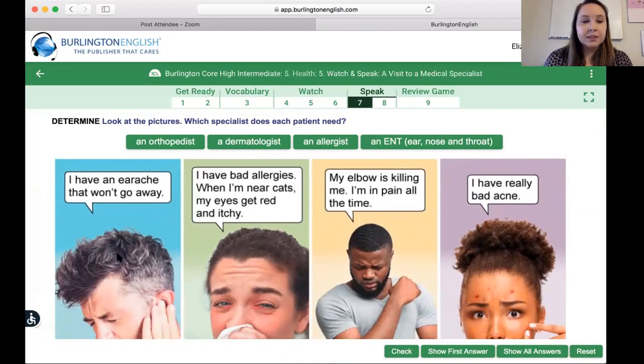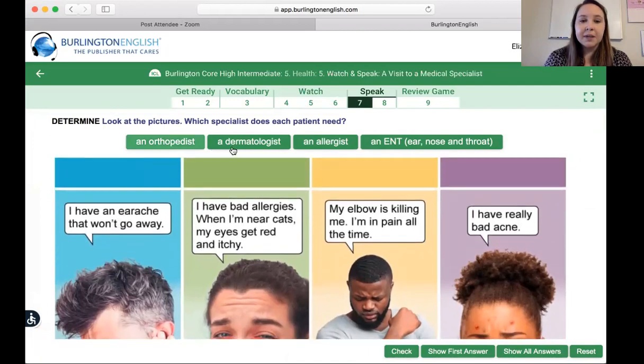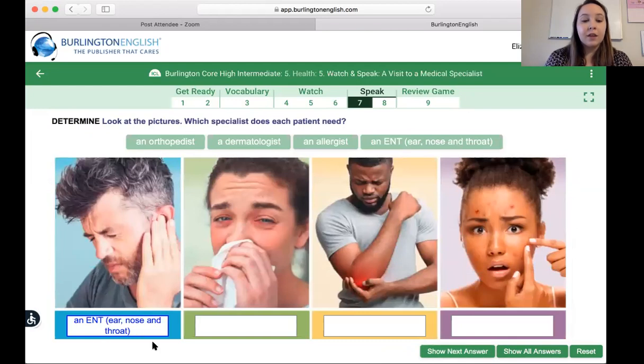The first person says, I have an earache that won't go away. Which specialist should they go to? Good. Should go to an ear, nose, and throat doctor. An ear, nose, and throat doctor.